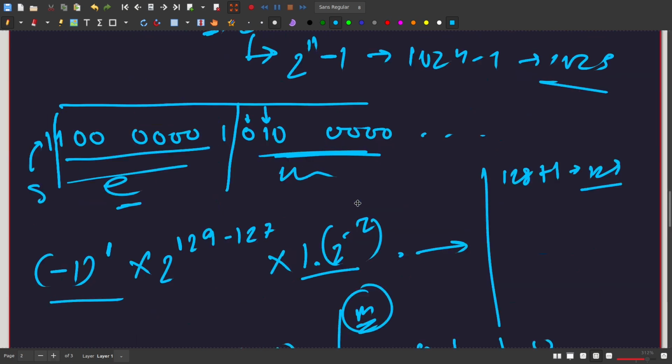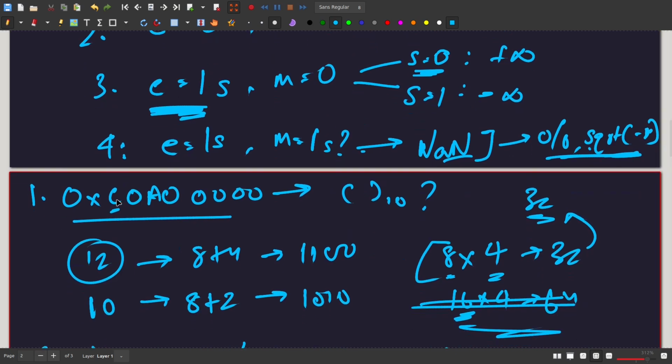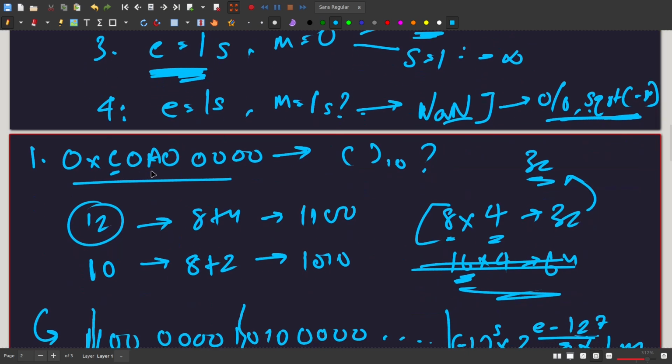That's it. So this craziness that was written here, this 0xC0A0000 stuff, is actually minus 5 in decimal.